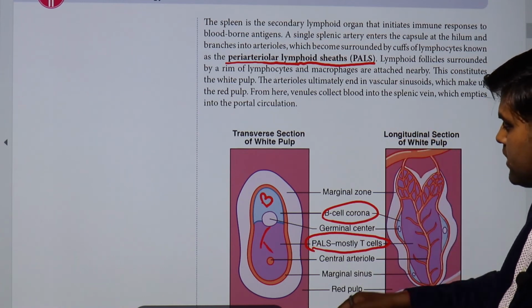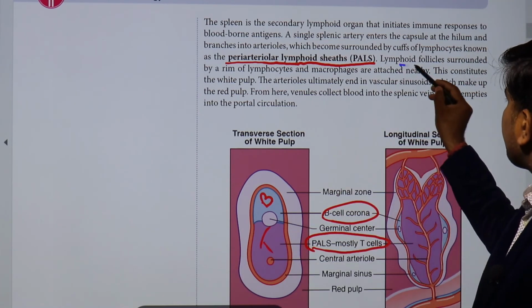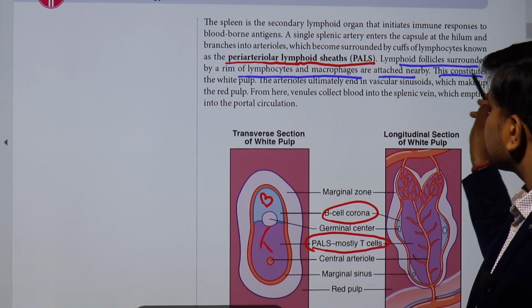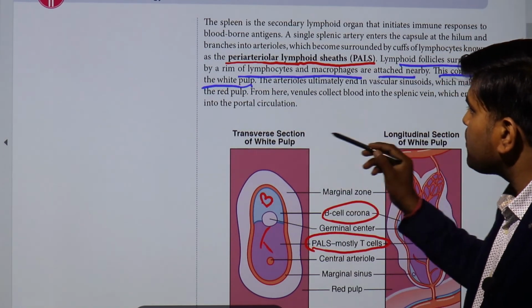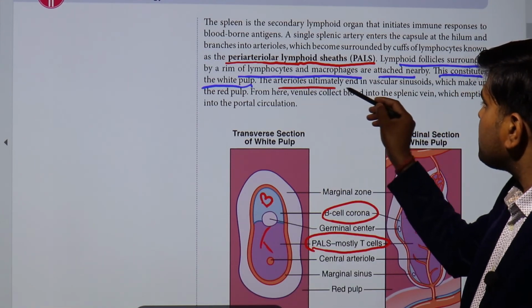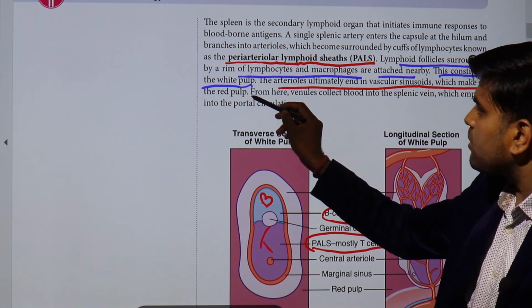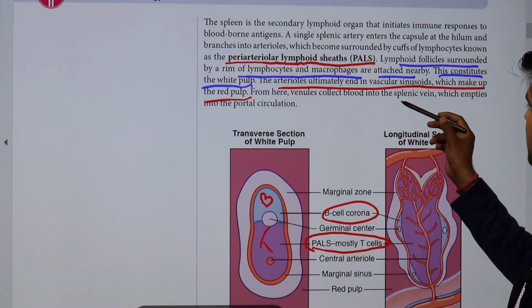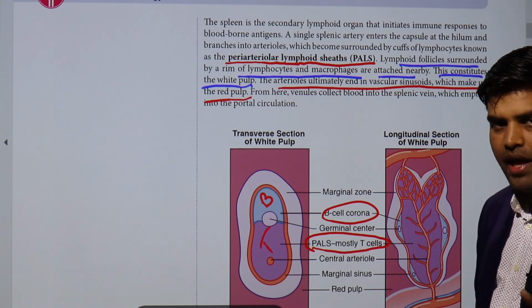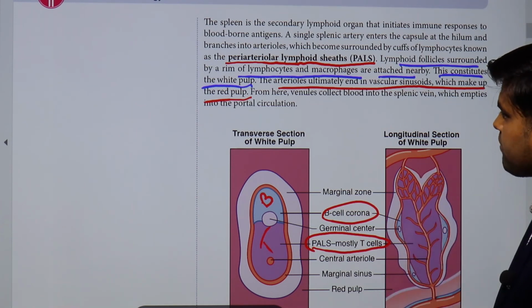So the white pulp is composed of lymphocytes and macrophages, whereas the red pulp is the arterioles ultimately ending in the vascular sinusoids. From here, venules collect the blood into the splenic vein, which empties into the portal circulation, and from the portal circulation it goes to the vena cava, the inferior vena cava.